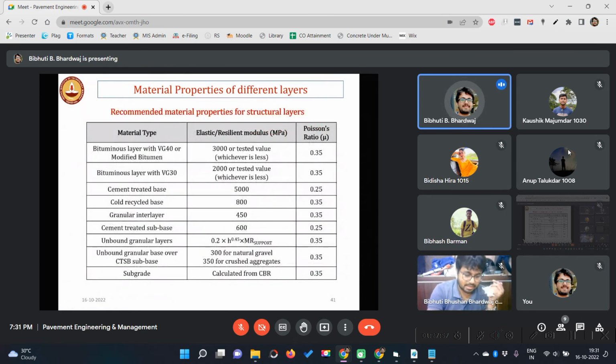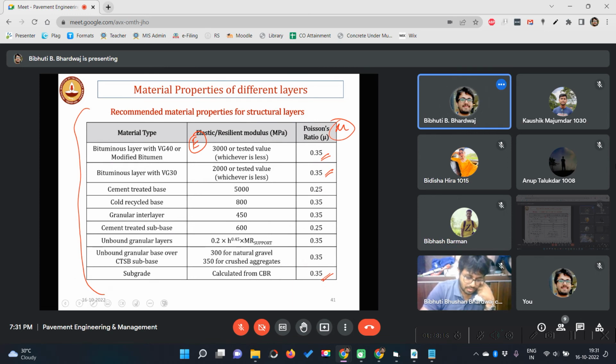So IRC already recommends these values, so directly you can take this. If you don't want to test the materials in laboratory, directly you can take this as E value. Okay, and these are Poisson's ratio values. So this is 0.35, for subgrade it is 0.35, not 0.30.